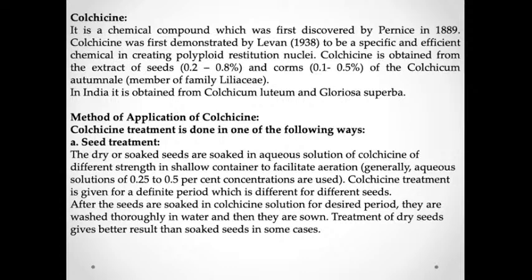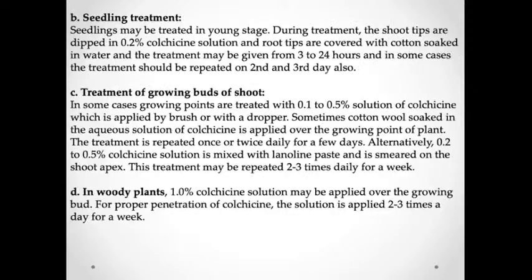The method of application of colchicine is as follows. Colchicine treatment is done in one of the following ways. First is seed treatment. Dry or soaked seeds are soaked in an aqueous solution of colchicine of different strengths in a shallow container to facilitate aeration. Colchicine treatment is given for a definite period, which is different for different seeds. After the seeds are soaked in colchicine solution for the desired period, they are washed thoroughly in water and then sown. Treatment of dry seeds gives better results than soaked seeds in some cases. So we just soak them in colchicine.